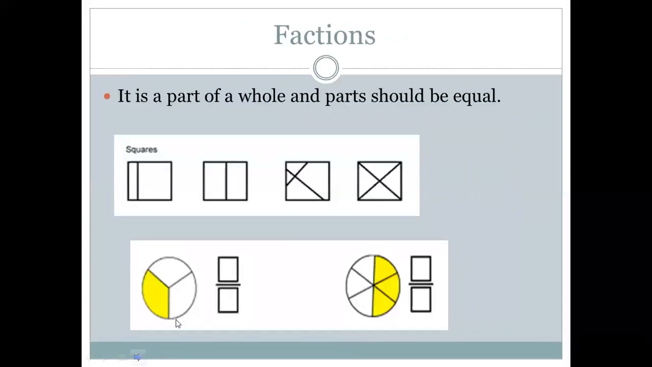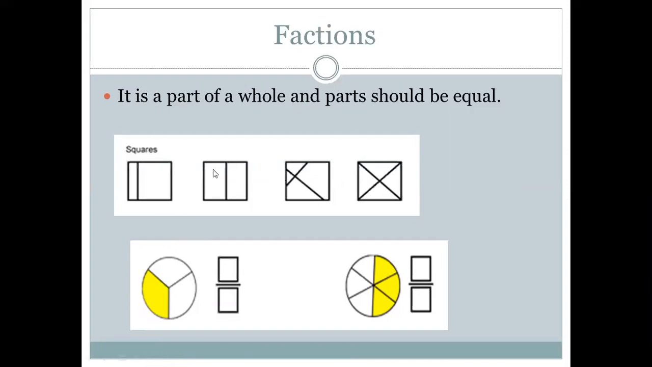Regarding the fractions, it is a part of a whole, and parts should be equal. Let's look at the first picture here. Is this a fraction? Can I say this is half? Can I say that this square is divided into halves? No. Why? Because yes, it is divided into two parts, but not two equal parts. And we all know that the fraction should be equal.